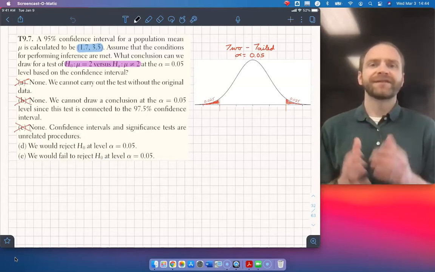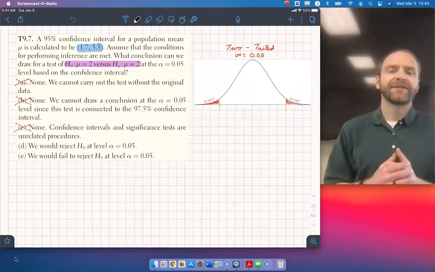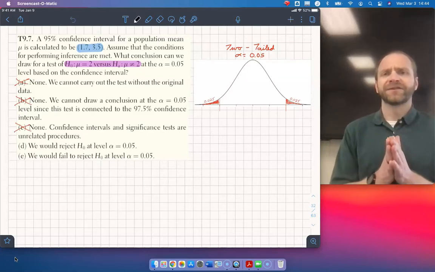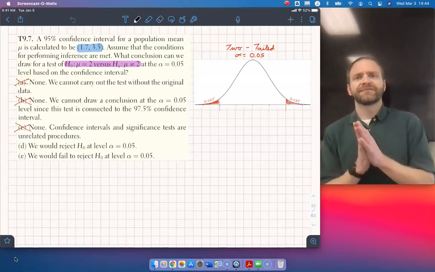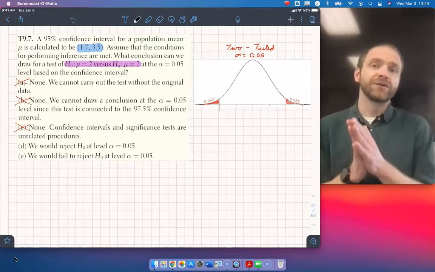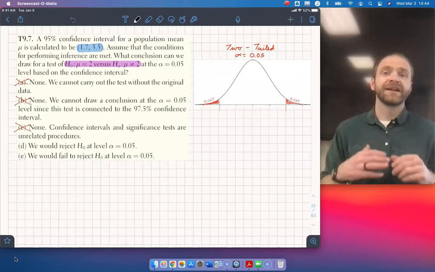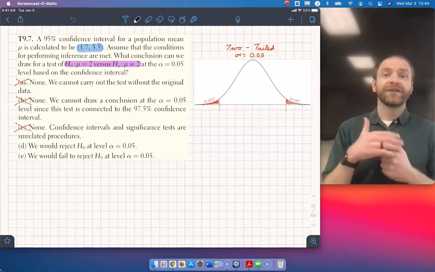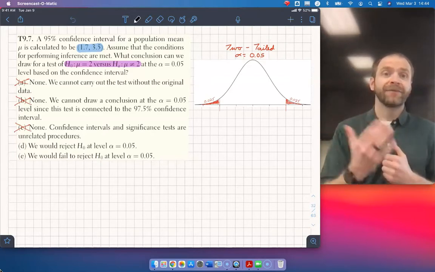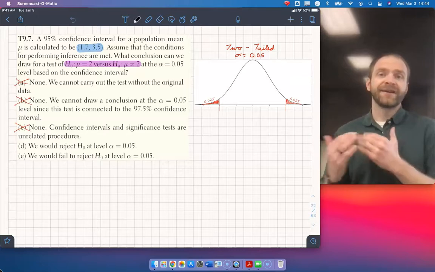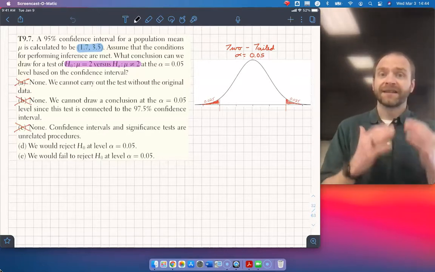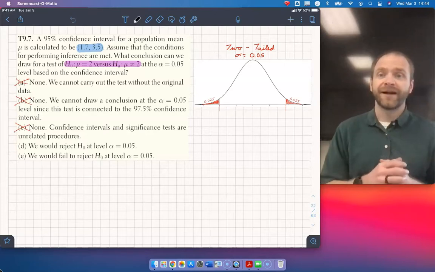If I start with choice C, it says that confidence intervals in significance tests are not related to each other. They're unrelated procedures. And that's not true in this case, because a confidence interval is related to a two-tailed significance test. If you have a 95% confidence interval, you're trying to capture 95%, the outside tails are the significance tests, the 5%, that alpha equals 0.05. So a 95% confidence interval relates to a two-sided significance test where alpha is 0.05. So I can eliminate that.